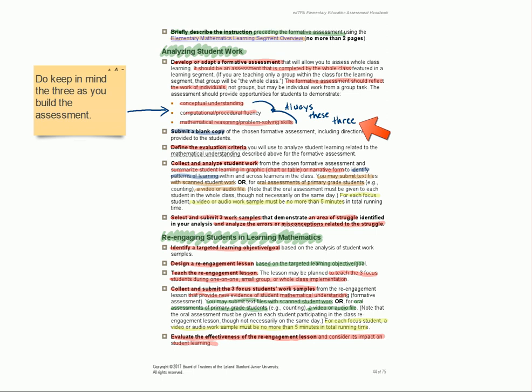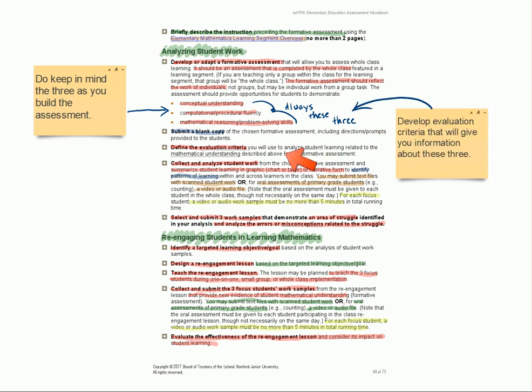When you develop your evaluation criteria, guess what? That's the same thing. Develop your evaluation criteria that will help you to analyze student learning. Make sure that your evaluation criteria address these 3 again in some form.